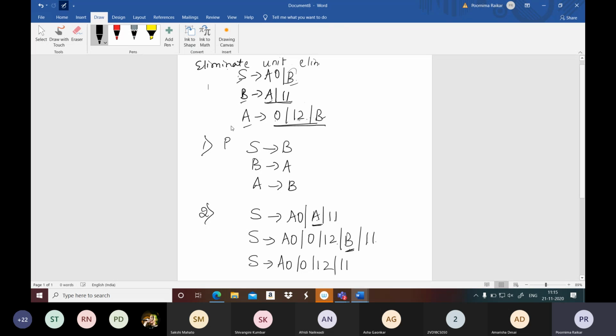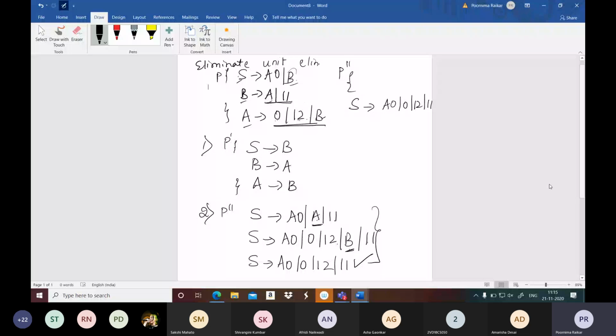So this I'll keep as P. After identifying unit production, I got P dash, and this I'll keep as P double dash. So what I got in P double dash, finally, the answer is A0, 0, 1, 2, 11. So this is how I eliminated unit production.